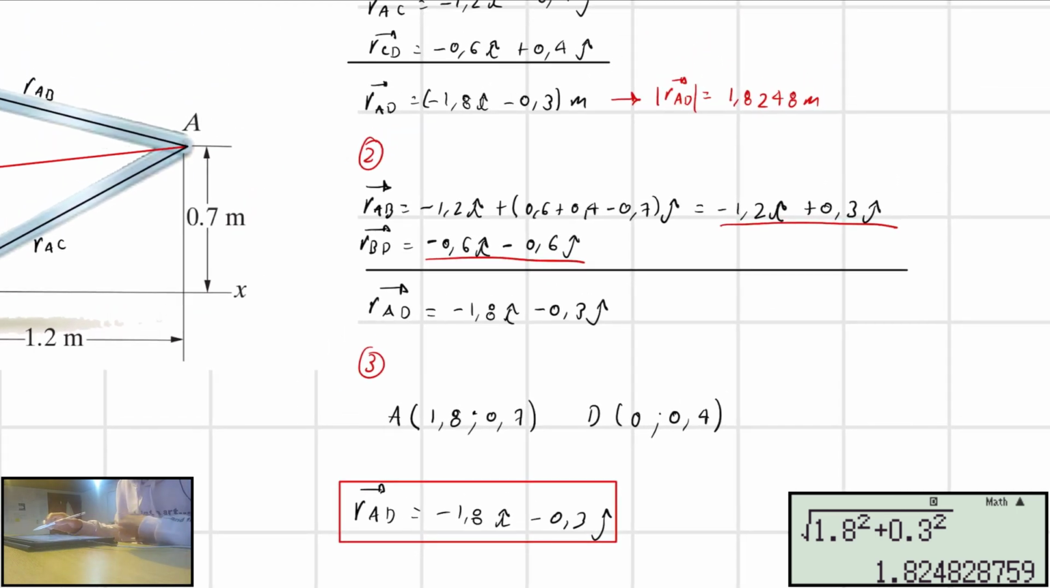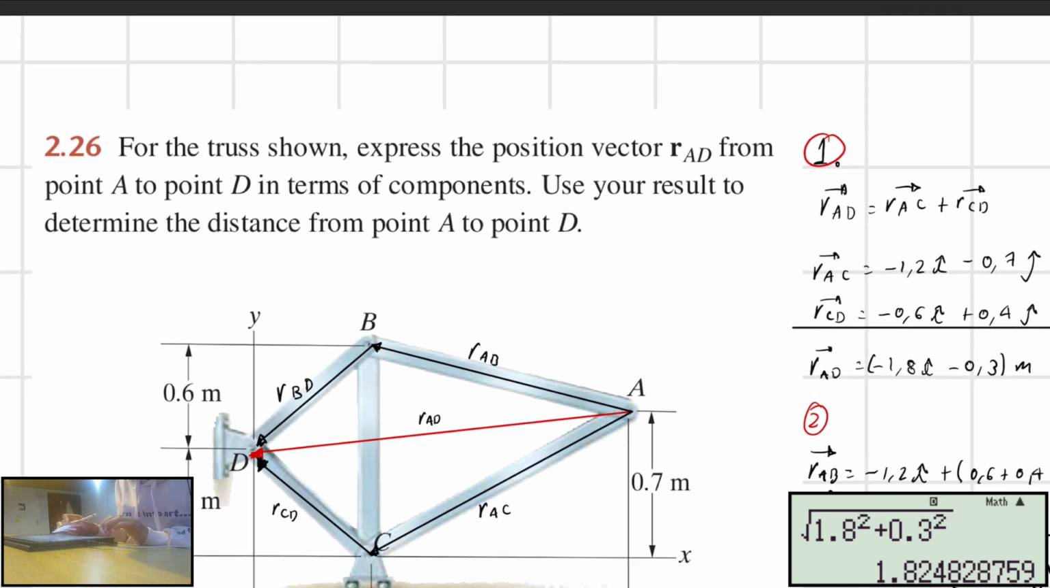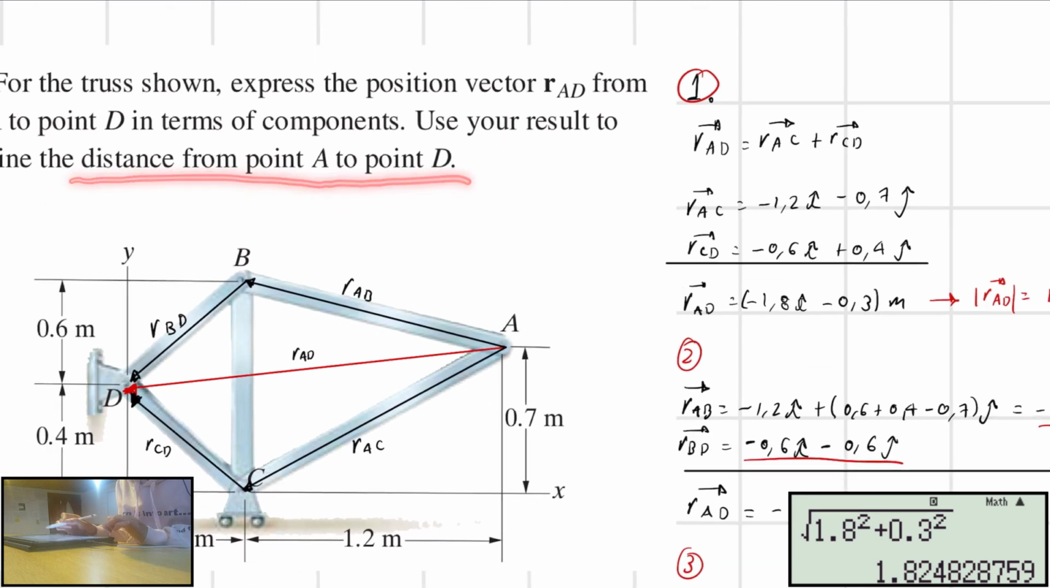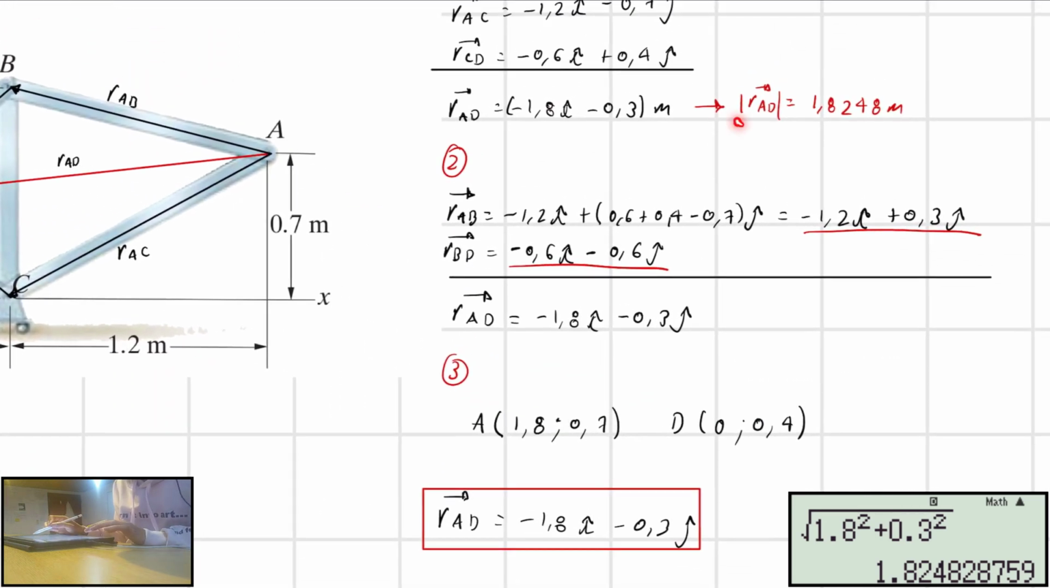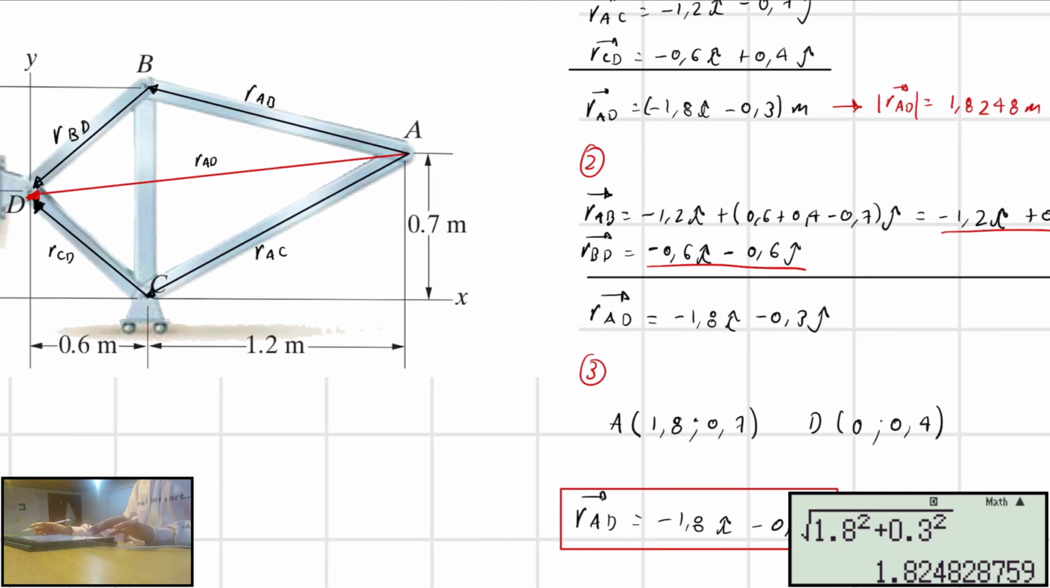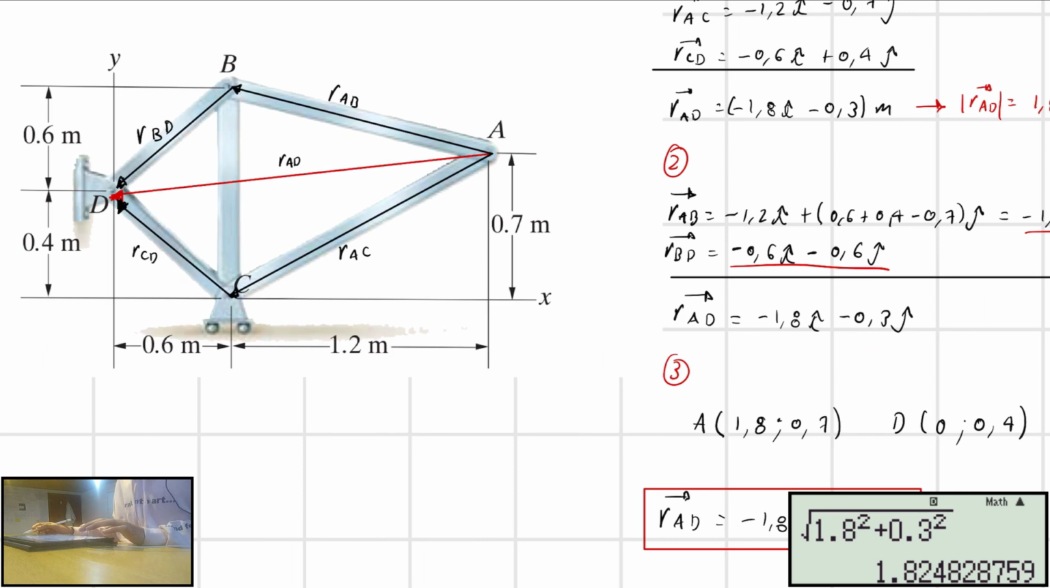Remember that you have to take into account the magnitude. So the distance from point A to point D is the magnitude of the vector, and the magnitude is the same one for these three vectors. Now, the concepts that we needed for us to solve this exercise.